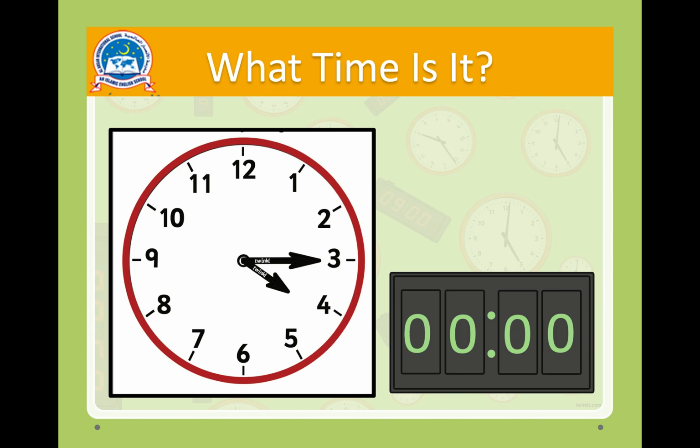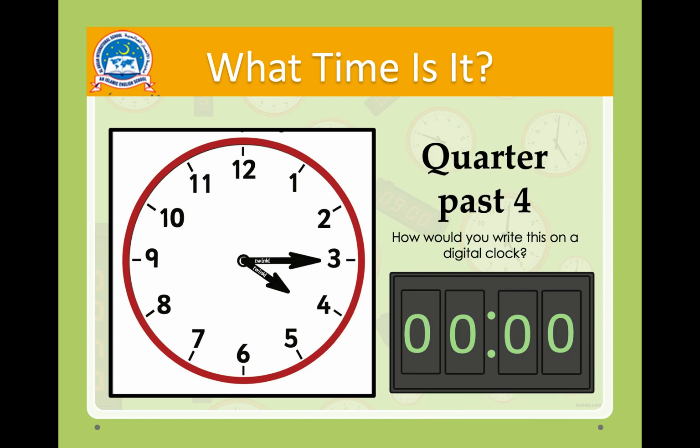Let's look at this one over here. What is the time on the analog clock that you can see? If you've guessed that the time is quarter past 4, excellent, well done. Now we need to write this on a digital clock. So we would put our hour as 4 and our minutes, because it's quarter past, we would put 15 minutes. So our hour is 4 and 15 minutes past the hour.